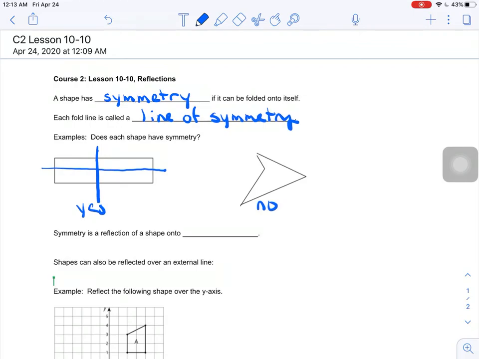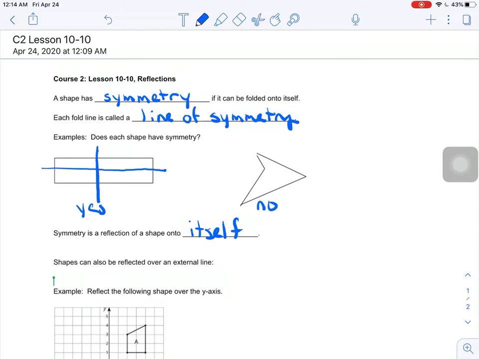So symmetry is reflecting a shape onto itself. So when we look for those fold lines, we're basically flipping a shape onto itself. So symmetry is a type of reflection, which connects with our polygons and our shapes that we've been using, because shapes can have symmetry. Shapes can be reflected onto themselves as a property of some shapes. So you can reflect a shape onto itself, and when you do that, we call it symmetry.